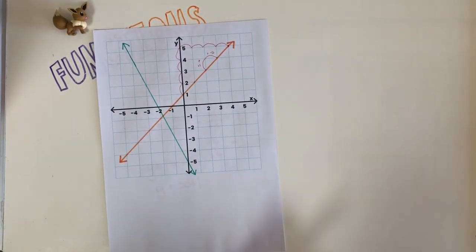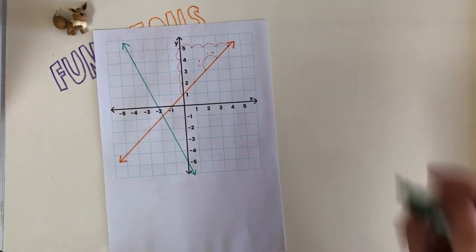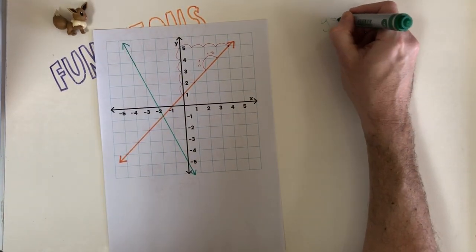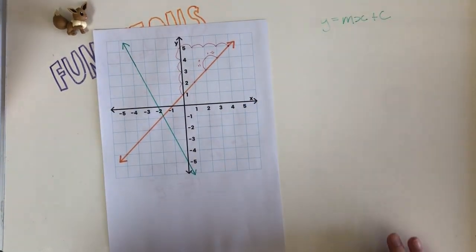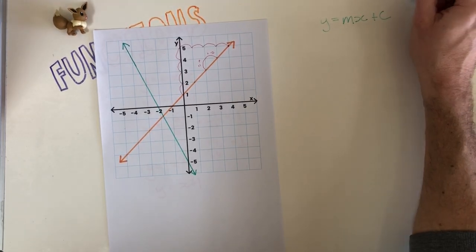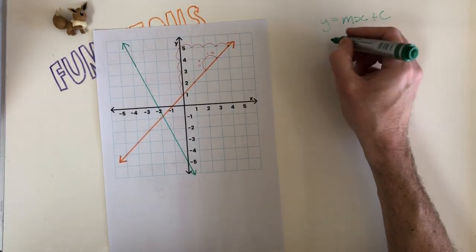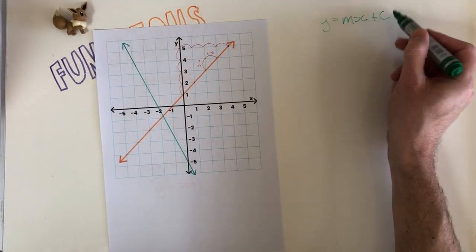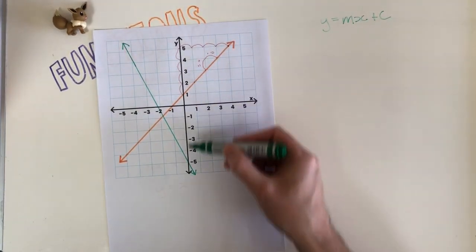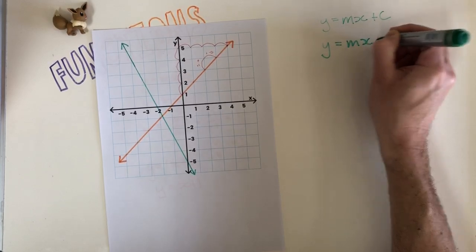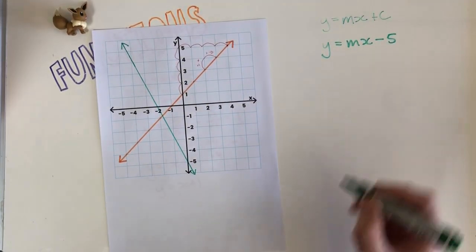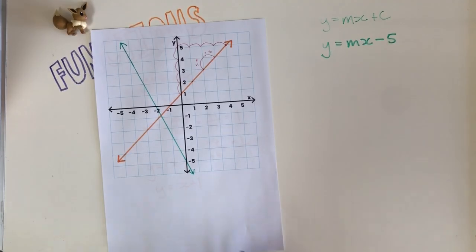The green line would also have y is equal to mx plus c. Can you actually see that color? It looks okay. Sorry, let me just see if I can get it darker. And then the c is the y-intercept, and I can read it off here as -5. So y is equal to mx minus 5. Remember, it's a minus because it's down here, a negative number. But now I want to find the gradient.